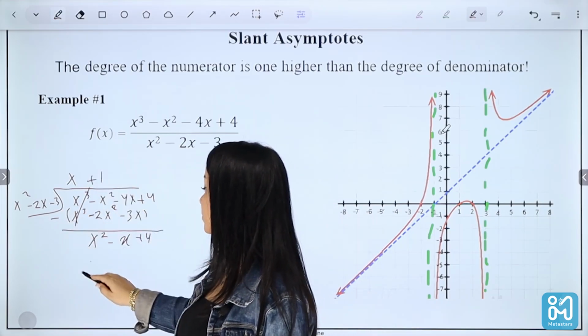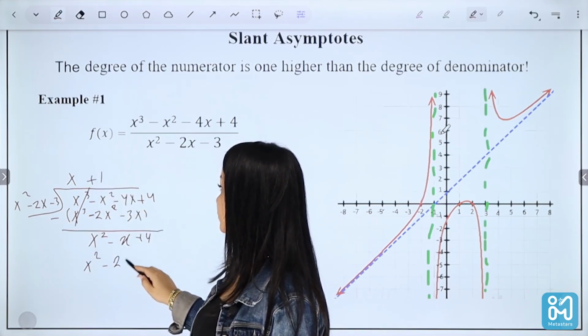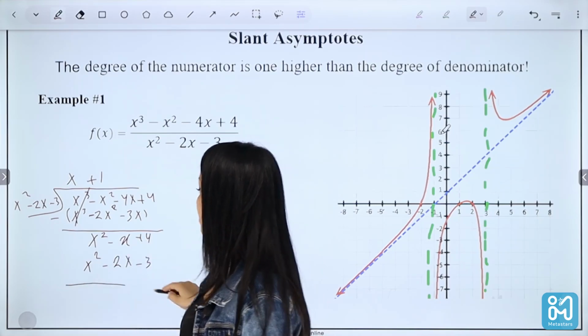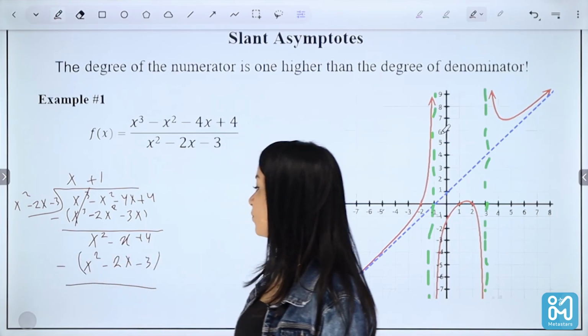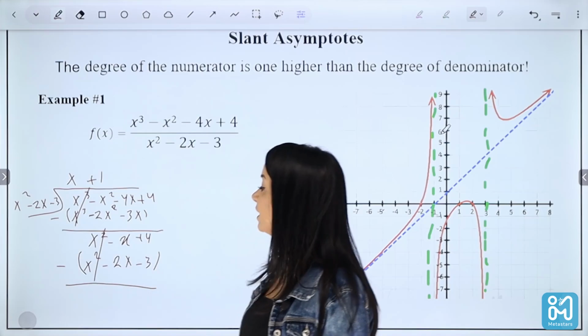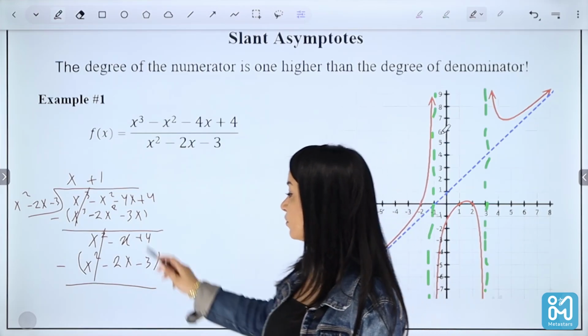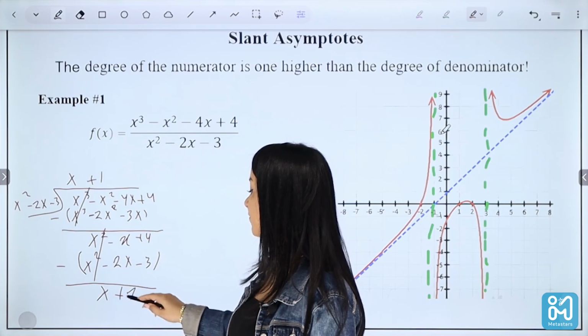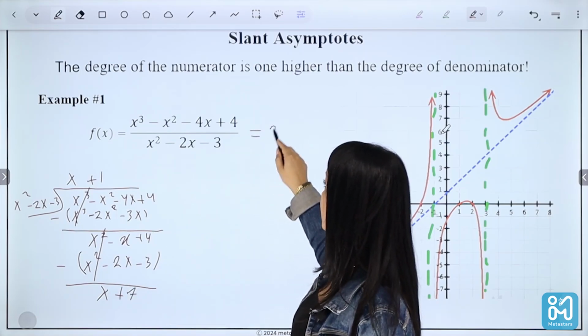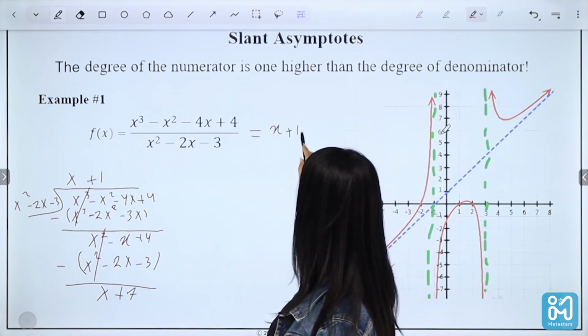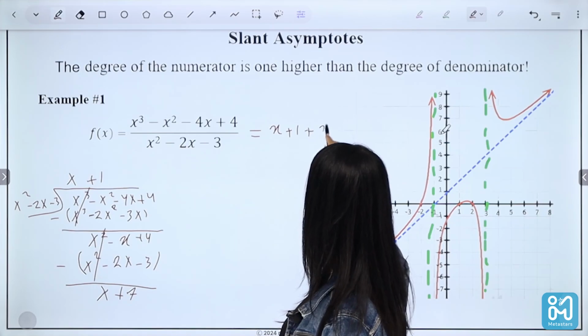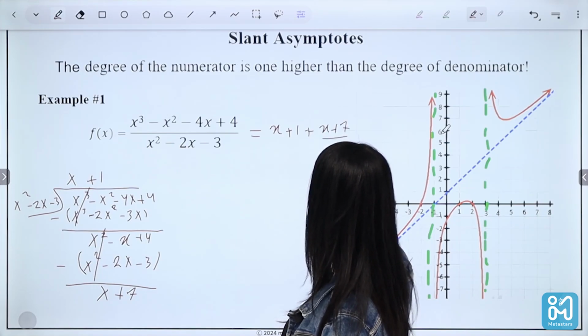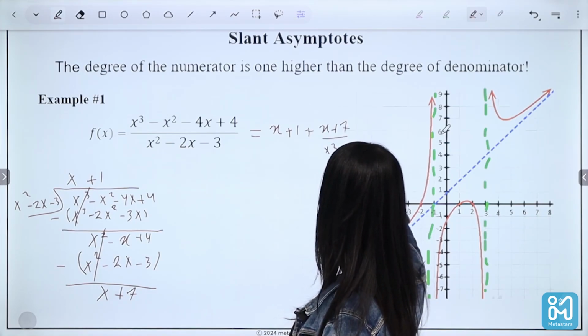So 1 times x² minus 2x minus 3 is x² minus 2x minus 3. So let's subtract this. x² minus x² is 0. So negative x minus negative 2x, the answer is going to be x. And 4 minus negative 3 is going to be 7. So the answer here is going to be x plus 1, plus (x + 7) over (x² − 2x − 3).